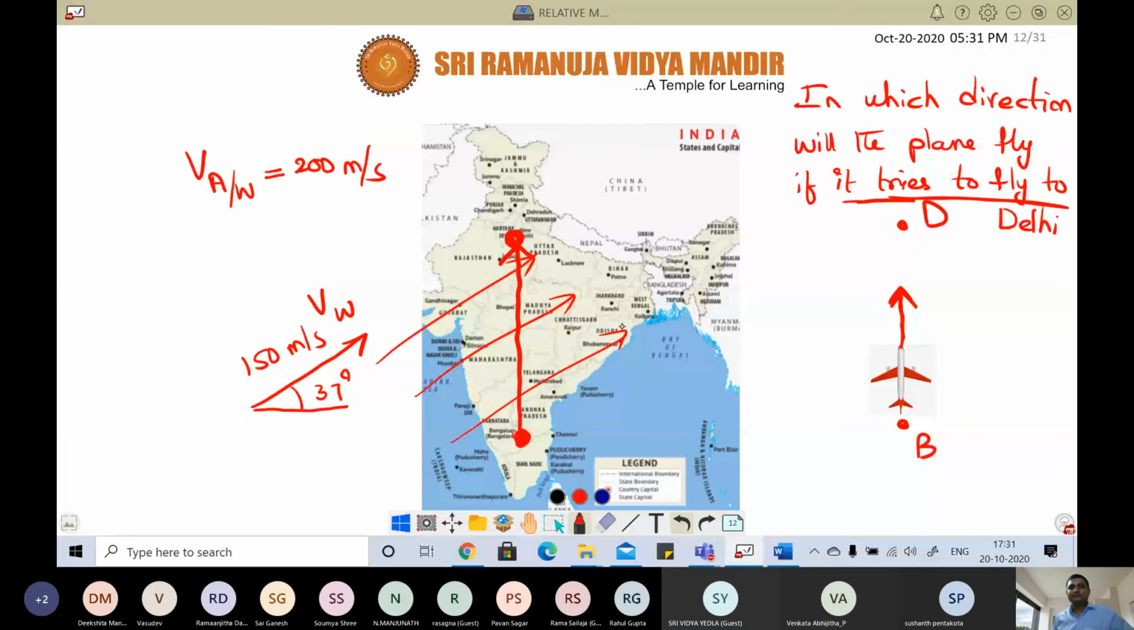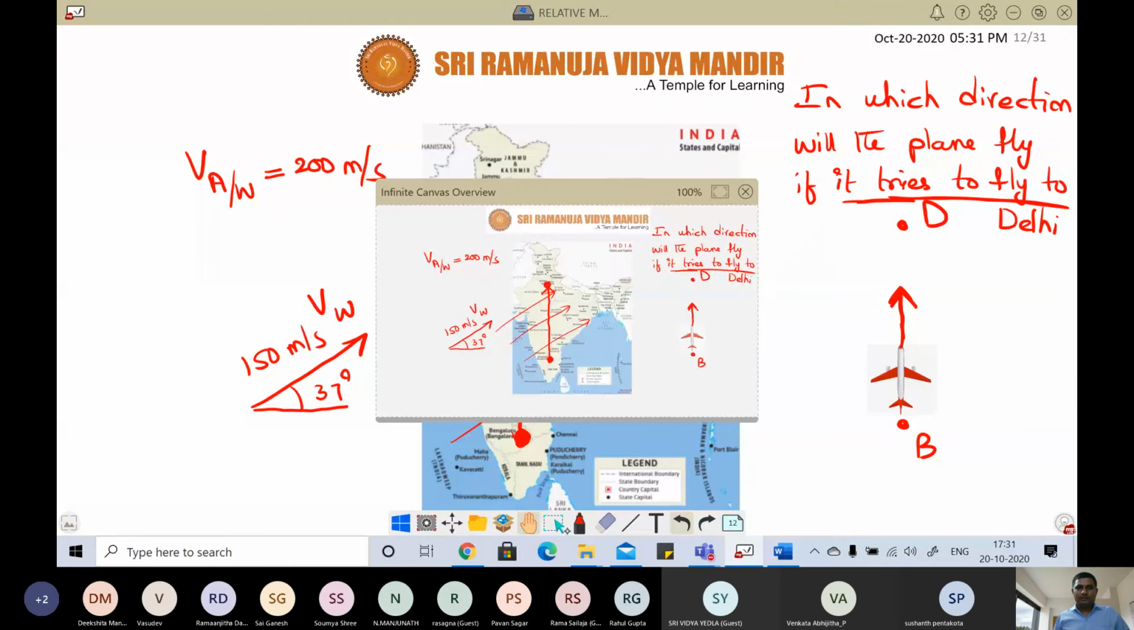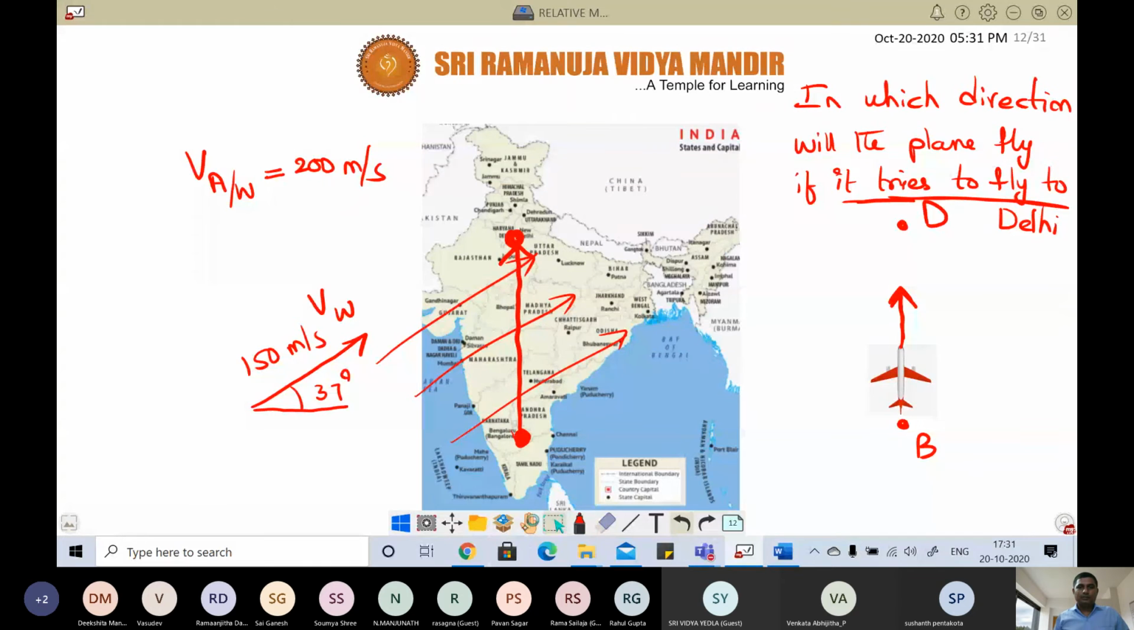How to find that out? Same method. So basically what we have to do, tell me. Can anybody tell? Triangle, sir. Triangle, correct. So here also, first we'll resolve the velocity of wind into two components.